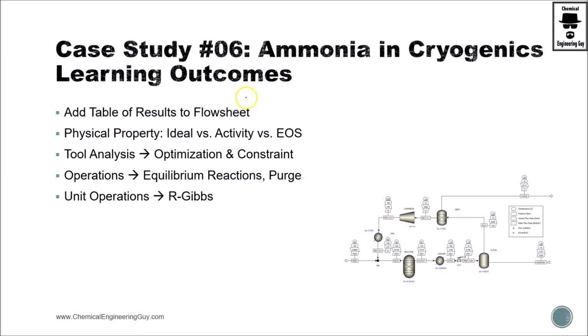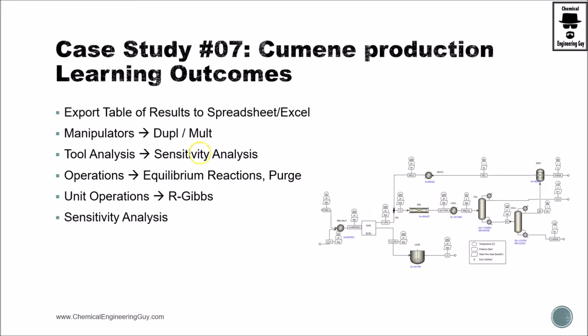Then we go to case study number 6. The main idea is to optimize using constraints. So optimize is going to maybe maximize the earnings while considering maybe that this cooler has a maximum heat duty which cannot be exceeded or overused and so on. We then present the Gibbs reactor.